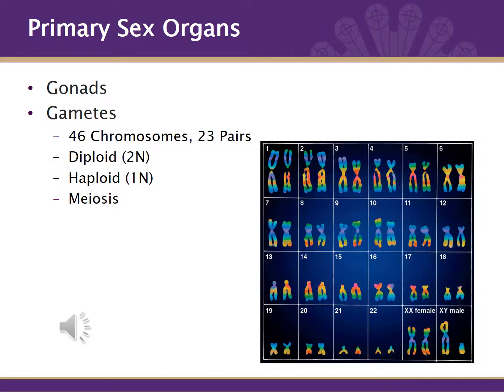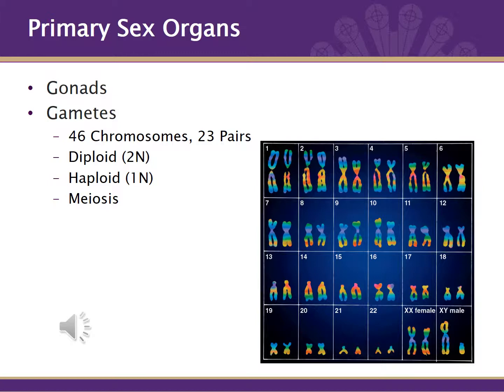The gonads are the primary organs of the reproductive systems. In the male system, these are the testes, and in the female system, these are the ovaries. The gonads function to produce both hormones and gametes, or sex cells. The gametes in the male system are sperm cells, and the gametes or sex cells in the female system are considered eggs or ova.